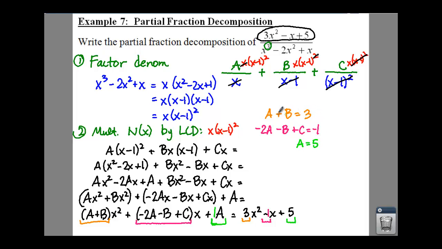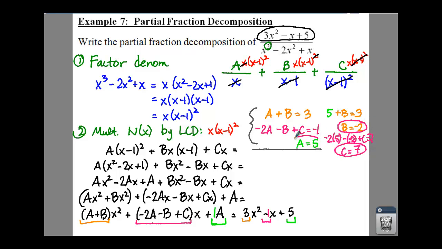So the cool part is, now by using back substitution, you can actually simplify and solve for A, B, and C. Well, we know A is equal to 5, so if we plug a 5 back in the very top, we can say that 5 plus B is equal to 3, which means that B is going to be equal to negative 2. And then we can plug our negative 2 and our 5 into our middle equation here. Negative 2 times 5 minus a negative 2 plus C equals negative 1, and that's going to give us C is equal to 7.